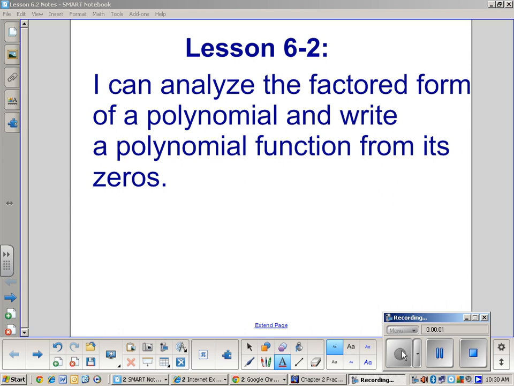Today we're going to analyze the factored form of a polynomial and write the polynomial function from its zeros. We're going to teach you some different ways to write polynomial functions, which could go back to quadratics because they're a polynomial function also. Though we've just covered quadratics, some of the skills we're learning today, we could go backwards and apply them to what we've already done.